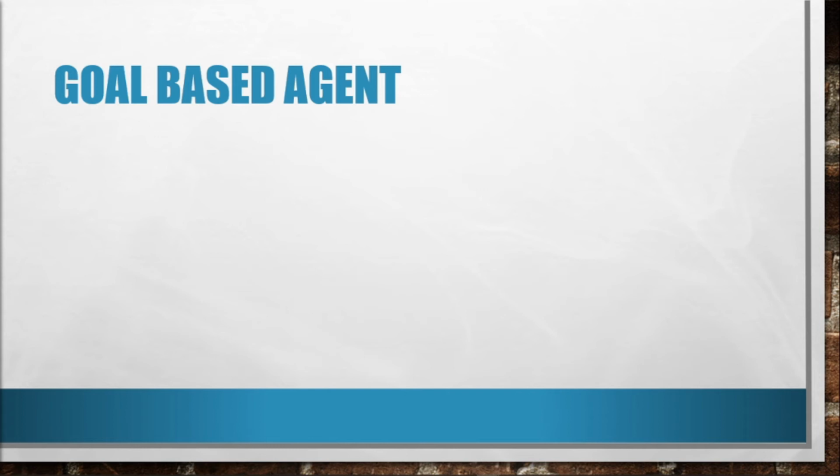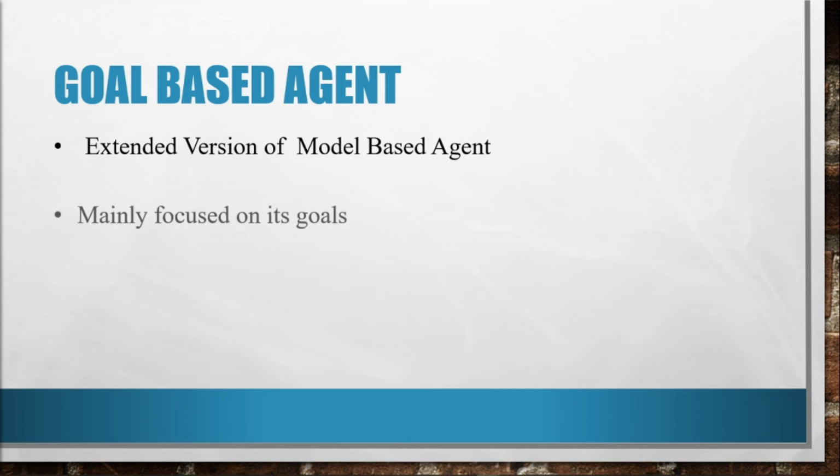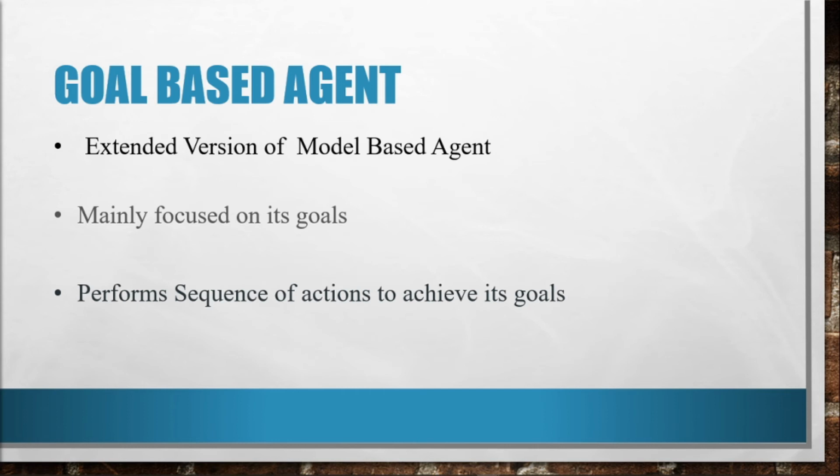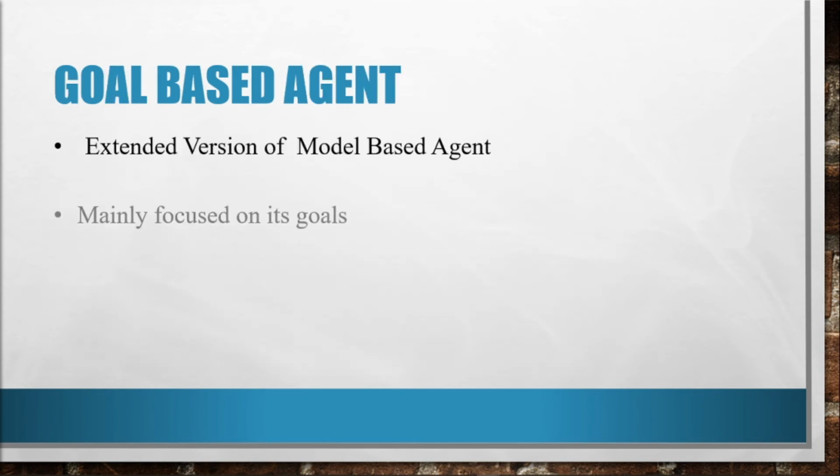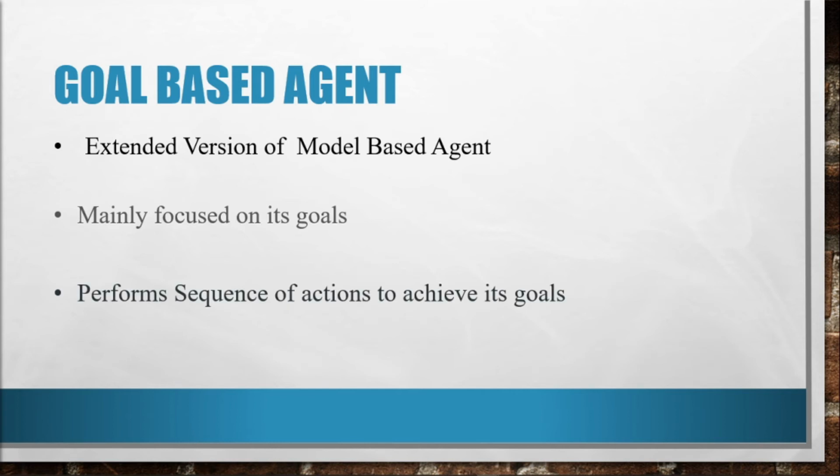And we have the goal-based agent. The goal-based agent is the extended version of the model-based agent. They mainly focus on their goals and then perform a sequence of actions to achieve them. So unlike the model-based agent, which, looking at the diagram here, works using condition-action rules, the goal-based agent works using goals. So their main focus is to achieve a particular goal.